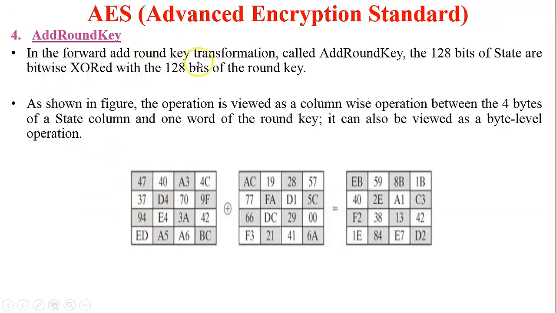In the forward add round key transformation, called add round key, the 128 bits of the state array are bitwise XORed with the 128 bits of the round key. So this is a 128 bit matrix XORed with the key matrix. This is the 128 bit key matrix and it generates a new matrix. As shown in the figure, the operation is viewed as a column wise operation between the 4 bytes of a state column and 1 word of the round key. It can also be viewed as a byte level operation.